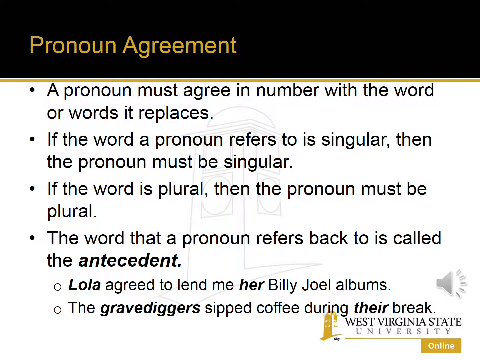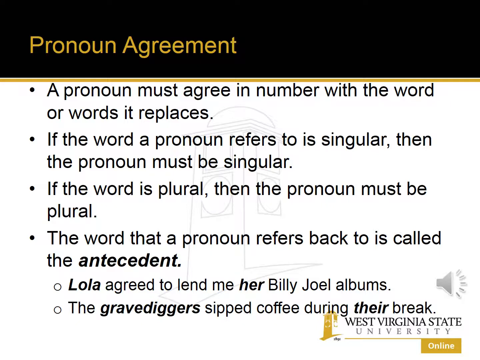So let's look at a couple of examples. Lola agreed to lend me her Billy Joel albums. Her points back to Lola. Not only is it singular, but it's also feminine because we know Lola is a feminine person. The gravediggers sipped coffee during their break. Gravediggers is plural. Their is also plural because it points back to gravediggers.